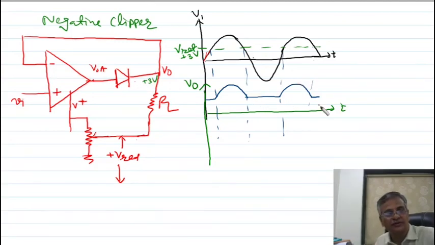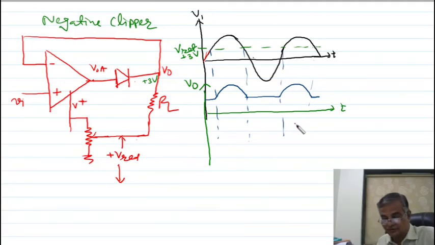So in short, only one line. For a negative clipper circuit, the portion of the input signal below the reference level is clipped. Can you see here it is clipped?